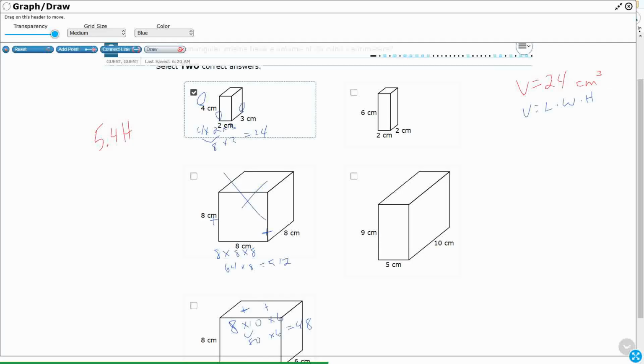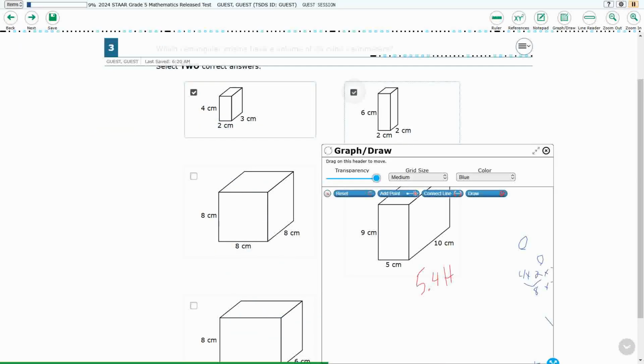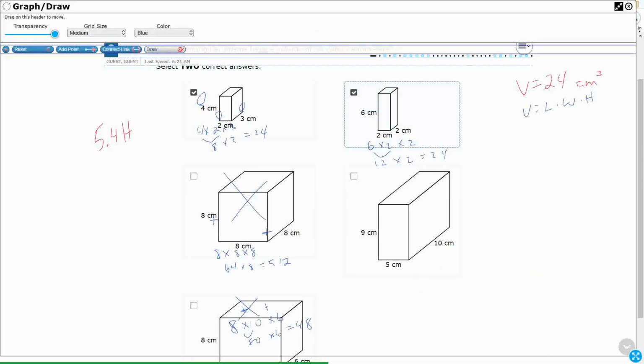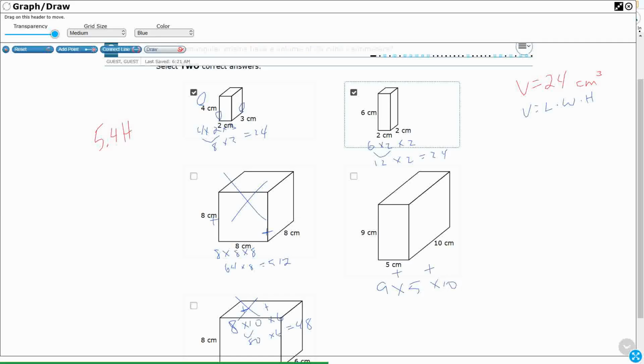So these two include addition, right? Let's do 6 times 2 times 2. 6 times 2 is 12. Times 2 equals 24. So that's good, which means this one must be wrong. And guess what this is going to do? 9 times 5 times 10. But look, 9 plus 5 plus 10 gets you the 24. So this is 45 times 10 equals 450. So the 3 incorrect answers all added to 24.